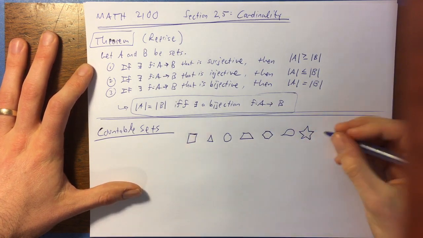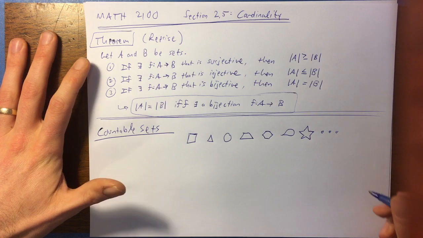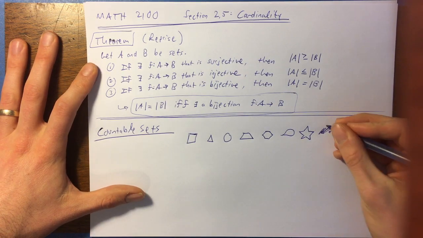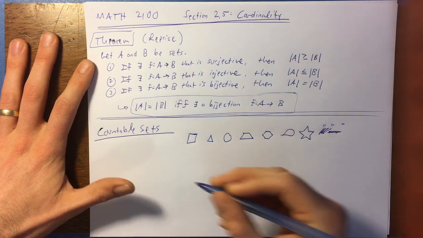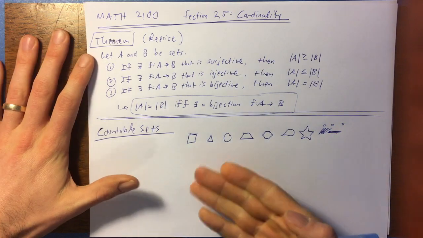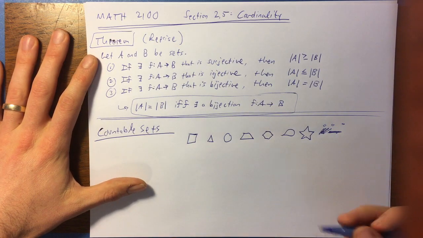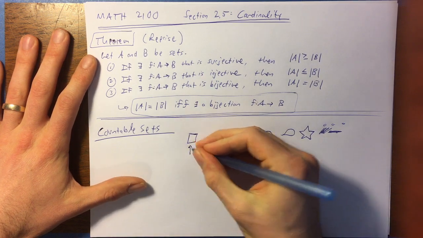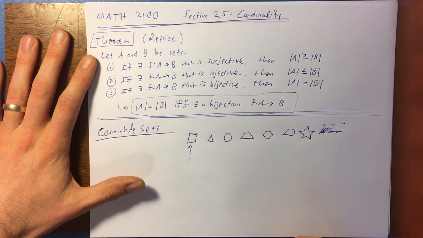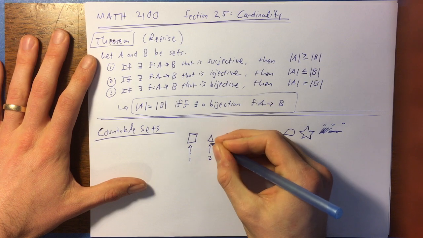So let's say that you have this set of things, and let's just say it goes on for a while. When you're counting these things, what you're doing is pointing at them and saying numbers. Like I'm going to say, this one here is going to be number 1, and then this one here is going to be number 2.